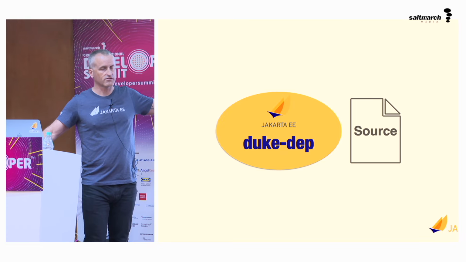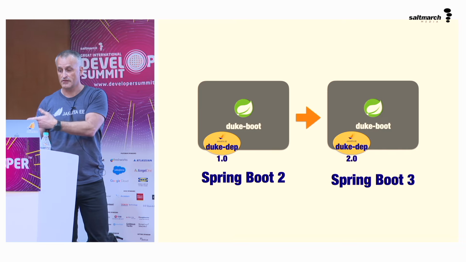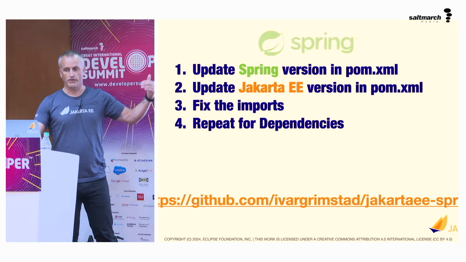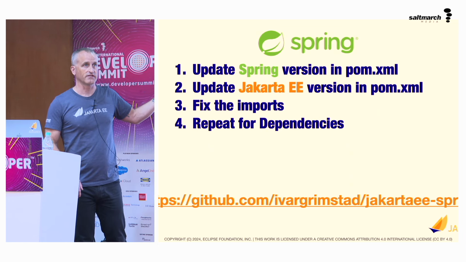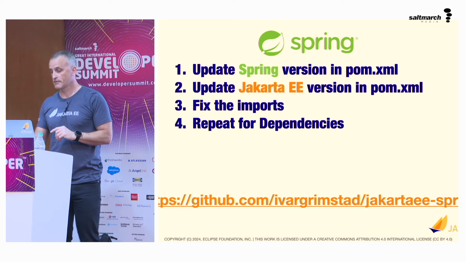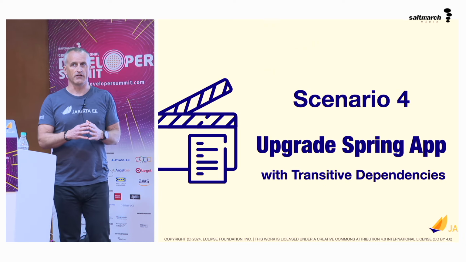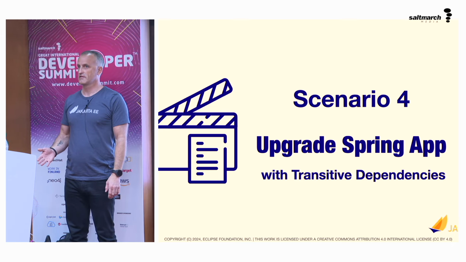We had the source code, so we just did the migration there over to 2.0, and we ran it. Everything went well. So we updated the Spring version, Jakarta EE versions, fixed the imports, and we repeated for our dependencies. So we're good so far. But we discovered that we have a Duke's lib in our code, and that's a transitive dependency. Anybody having transitive dependencies in our application?